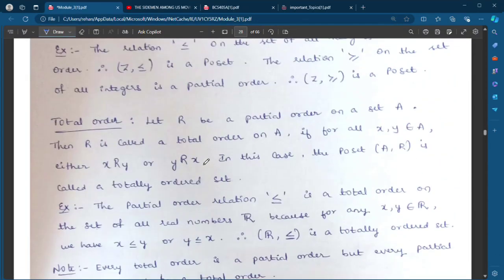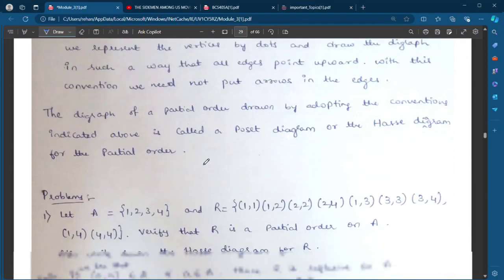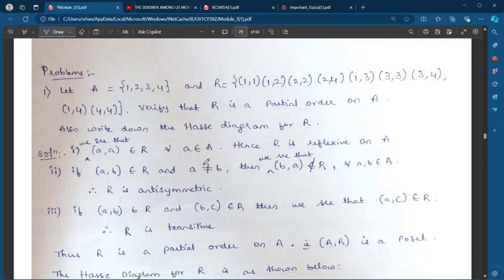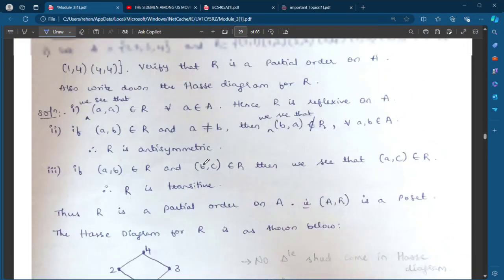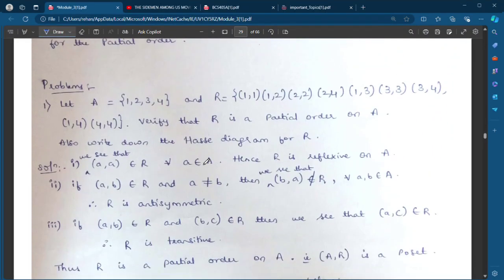I'll move on to partial orders, Hasse diagrams and partial orders kind of questions. So Hasse diagrams we have to start now. I'll do this in the next lecture because it's already 1 a.m. of the midnight and I have to sleep.